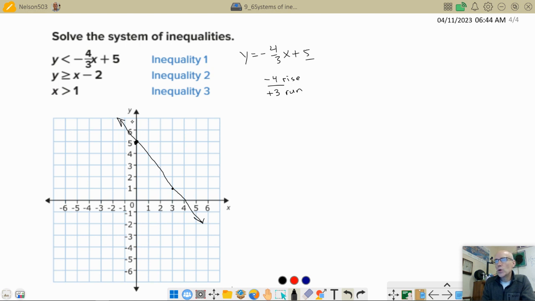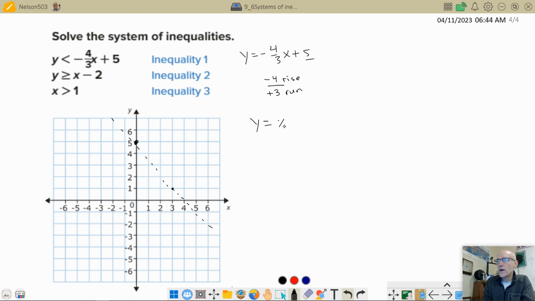Oh, no. You notice it's supposed to be a dash line. So dang it. Let me undo that real quick. And let's do a dash line there. Why is it dash? Because it's not a greater than or equal to. It's just a less than symbol. The next one's going to be a solid line. So let's do that one real quick.